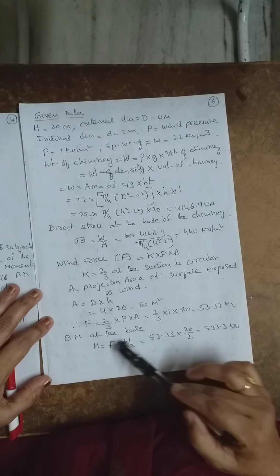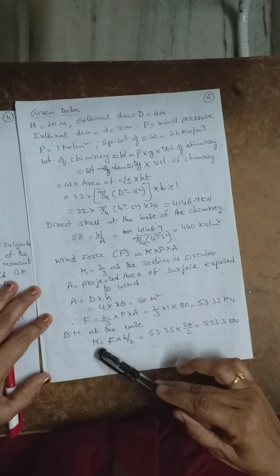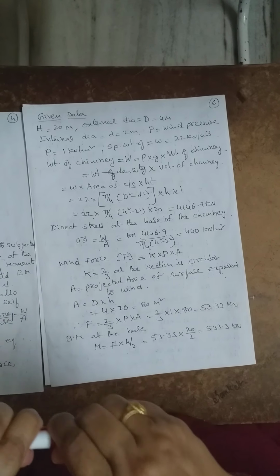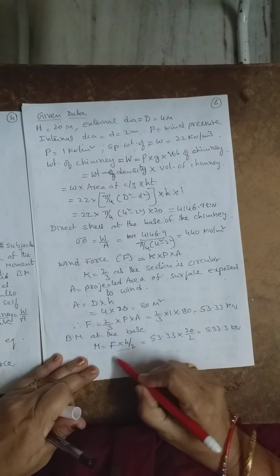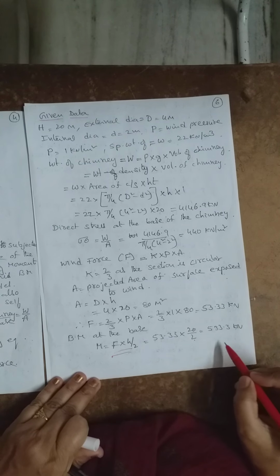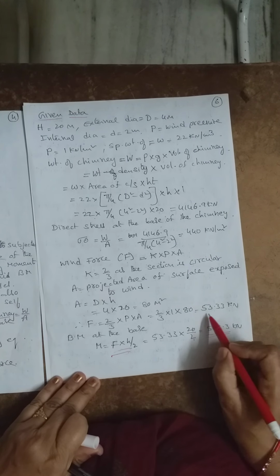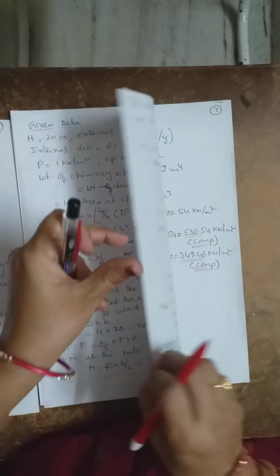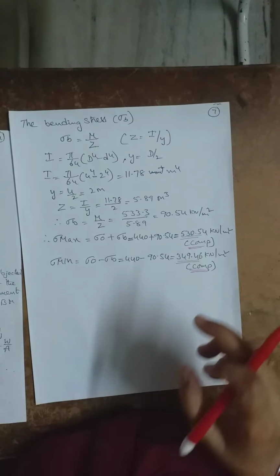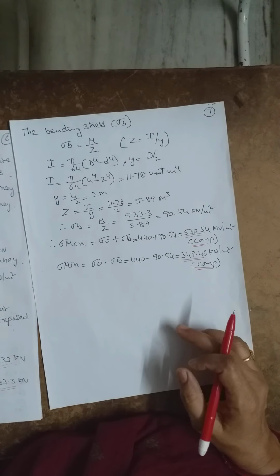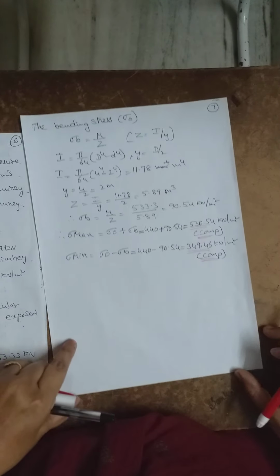And also we have to find out the bending moment at the base. M is equal to, we know, F into H by 2. So this is F, which is 53.33, into 20 by 2. So this is the bending moment and this is the force. Now what we actually have to find out are the maximum and minimum stresses at the base of the chimney.